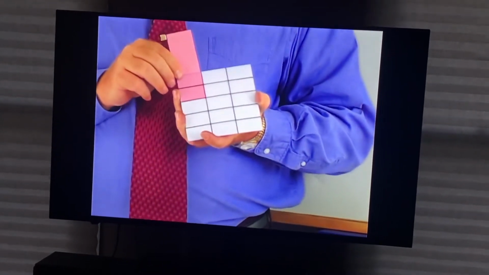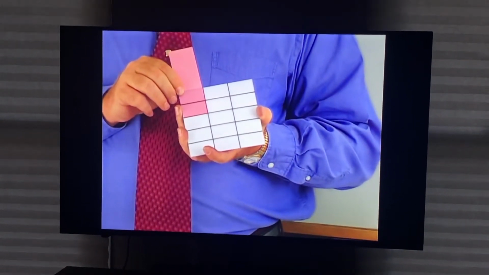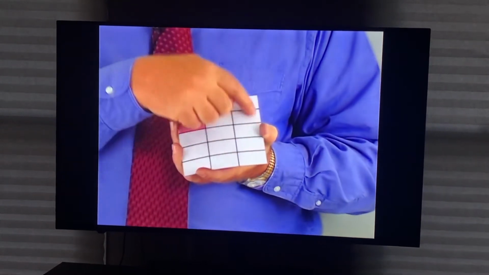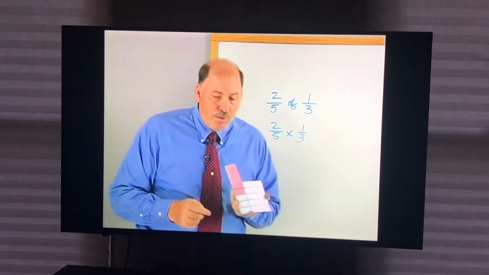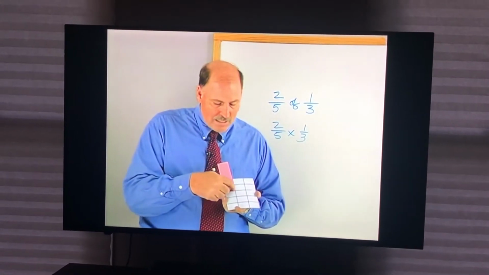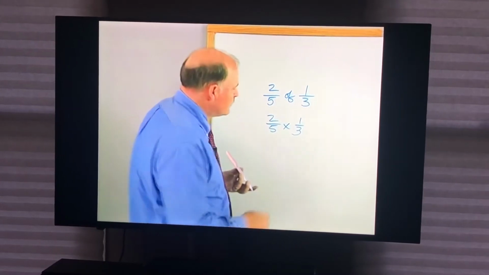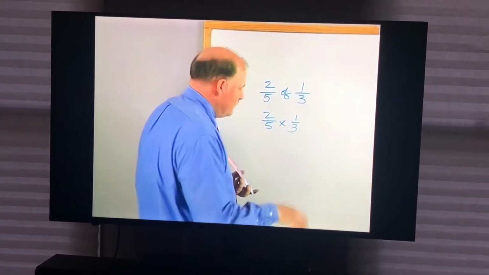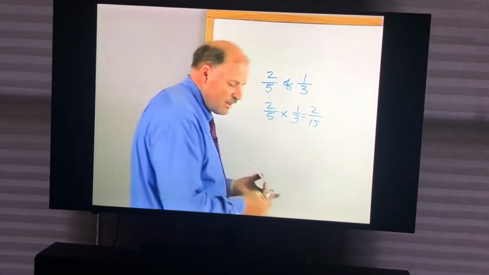2/15. Now, do you see 2 rectangles there? There's a big rectangle and there's a pink rectangle. The big rectangle is 3 times 5. Look, 3 times 5. The little pink rectangle is 1 times 2. See? 1 times 2. And the answer is 2 times 1 is 2. 5 times 3 is? 15. So the answer is 2/15. Okay? Let's try another one.